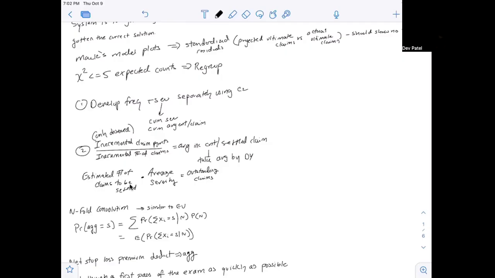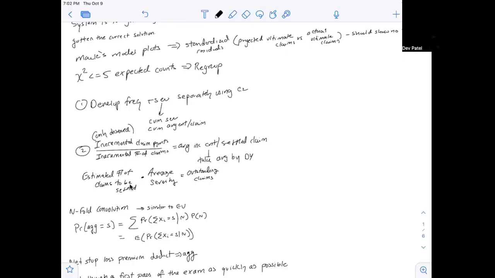So you have your 1.2, you develop those, then you multiply those developed ones by the projected frequency to get your projected cumulative claim payments. So that's the first way. Second way is to convert them into incremental first. So you convert the cumulative claim payments to incremental, right? You divide those by the number of claims settled to get your average incremental cost per settled claim. And then you take the average of that by each DY, and then you get your estimated number of claims to be settled times your average severity equals your outstanding claims.